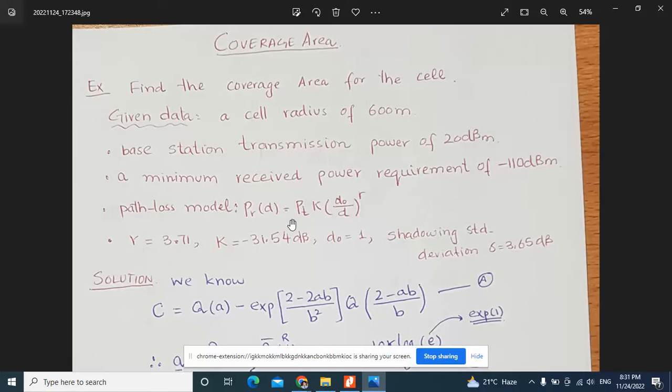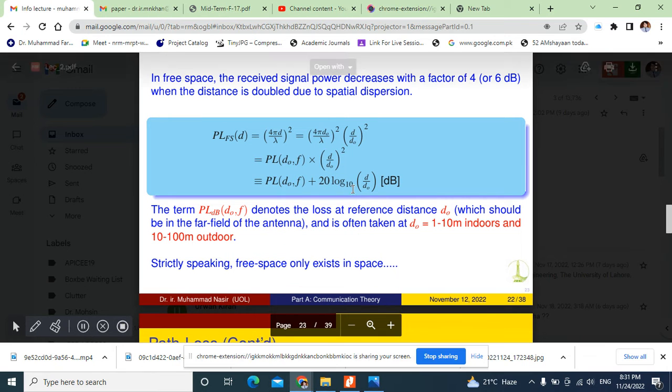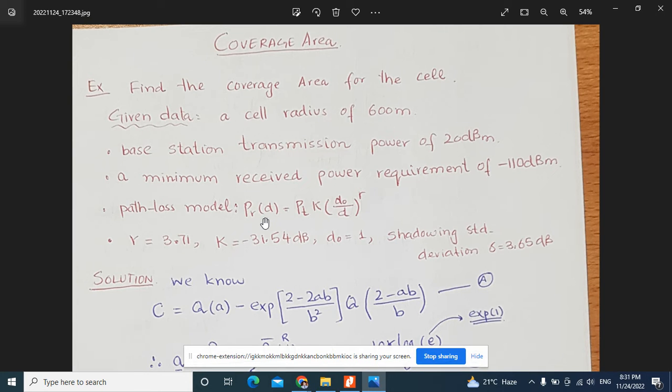If the path loss model is not given to you, like the free space path loss model, then you can use that equation. But if the path loss model is already given to you, then you do not need to worry about that. You can directly use this equation and the value of gamma, because this is not a free space path loss model. So the value of gamma is given: gamma is equal to 3.71, and the value of K is also given, minus 31.54 dB, and d naught is equal to 1, and the shadowing standard deviation is equal to 3.65 dB. Everything is given.